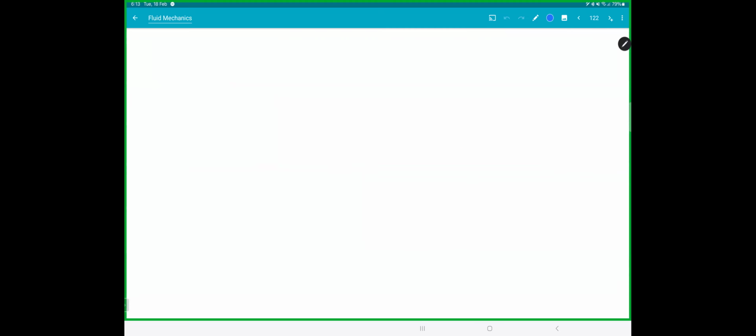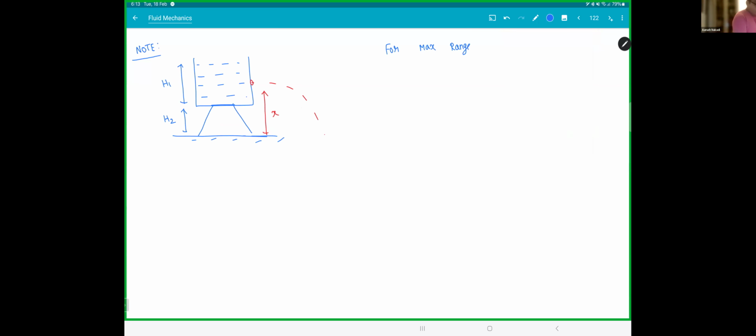So you can generalize this function. If you have a container like this placed on a support, if this height is h1 and this height is h2, for the maximum range, let's say x from the bottom, so for max range, x is equal to (h1 plus h2) by 2 if h1 is greater than h2. x will be h2 if h1 is less than h2.